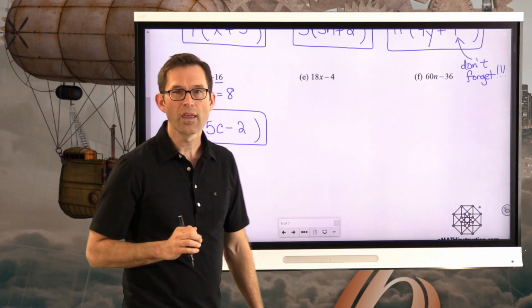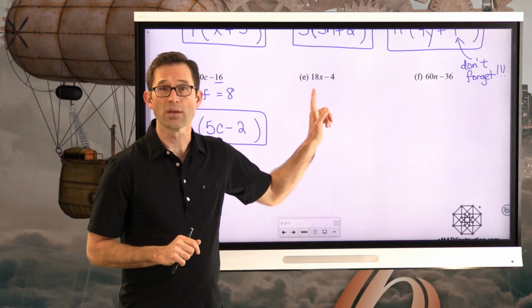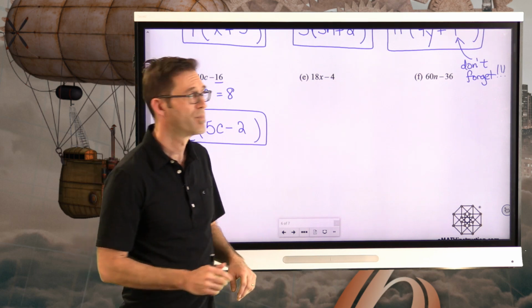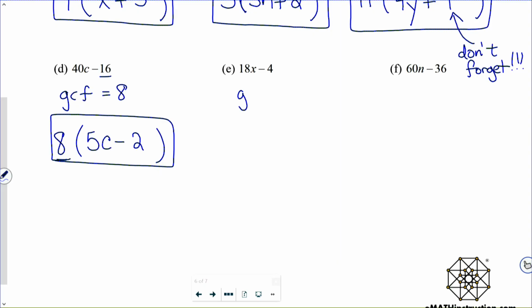All right. If I do letter E, this one's very simplistic. When I look at 18 and 4, the biggest number that divides into both is the number 2, right? So my GCF, not very interesting, is 2. So written in factored form, it's going to be 2 times 9x minus 2.